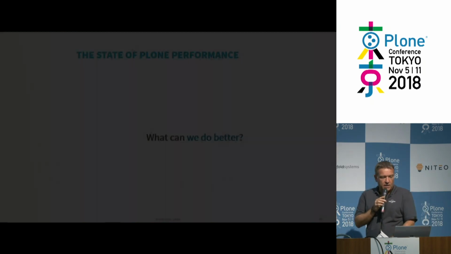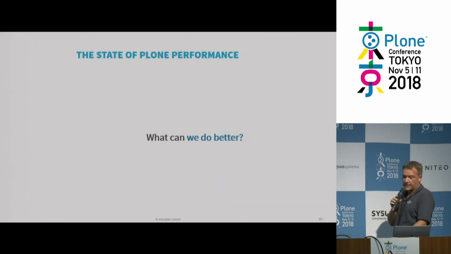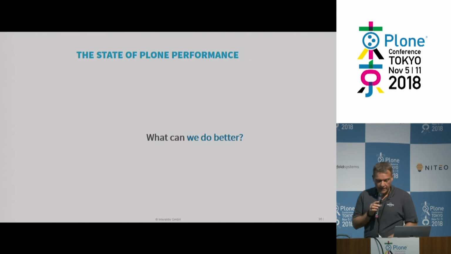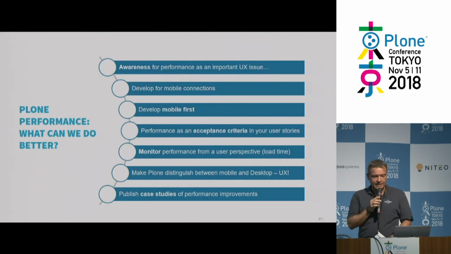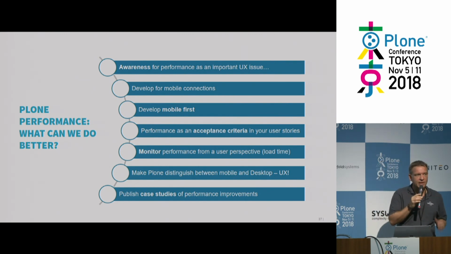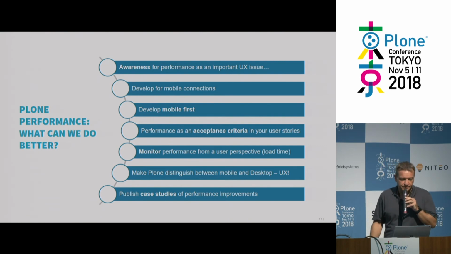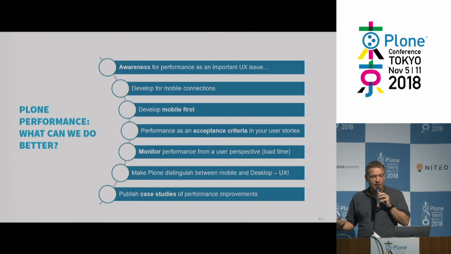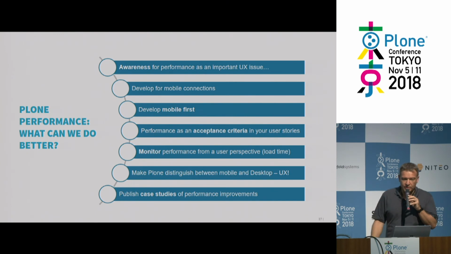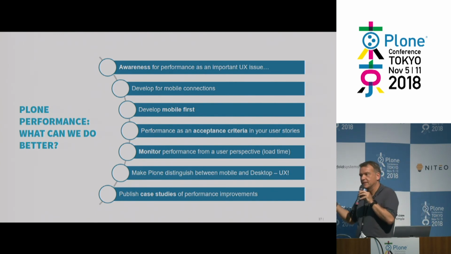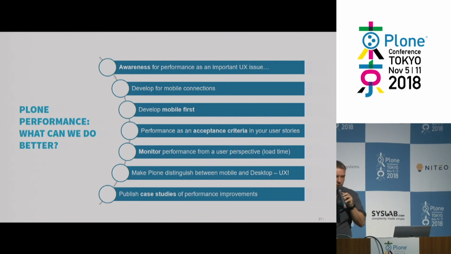So, what can we do better? How can we improve those things? And I just collected some ideas. I think you will have a lot more ideas what we could do, but those are just some that came to mind. First thing is that we have an awareness for performance as an important UX issue. And if you just remember the statistics we just saw of those 35 websites, I think it's pretty clear that most of us don't have this awareness.